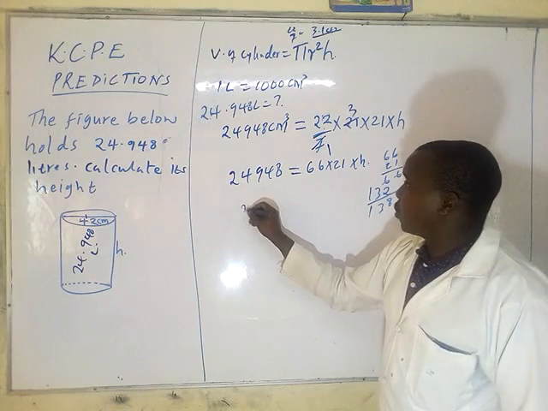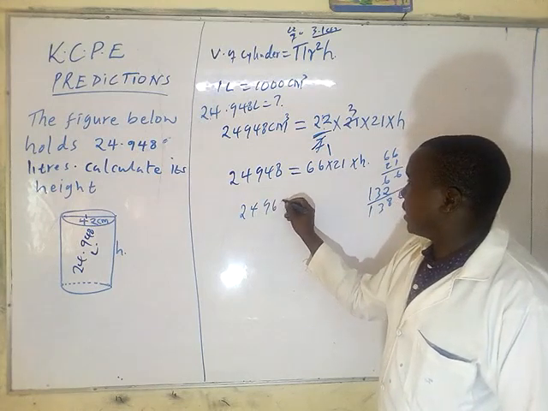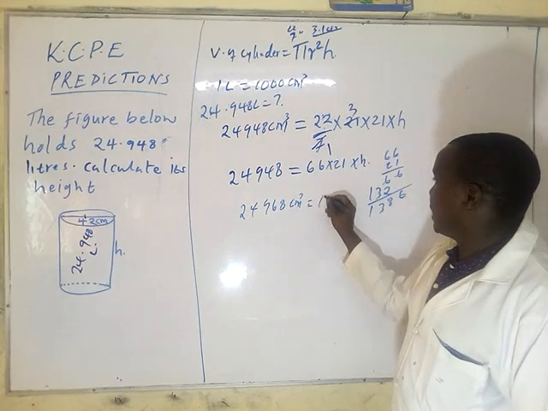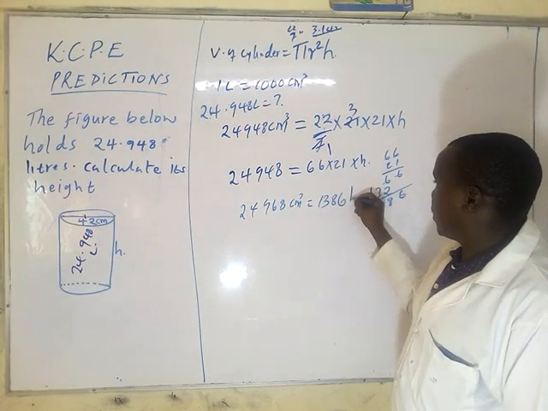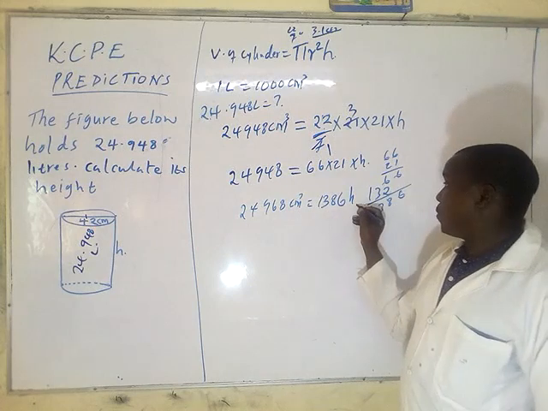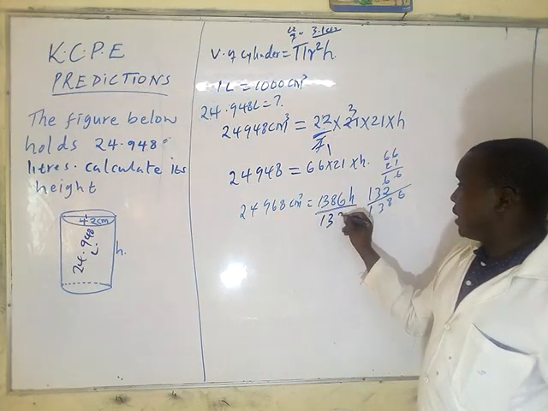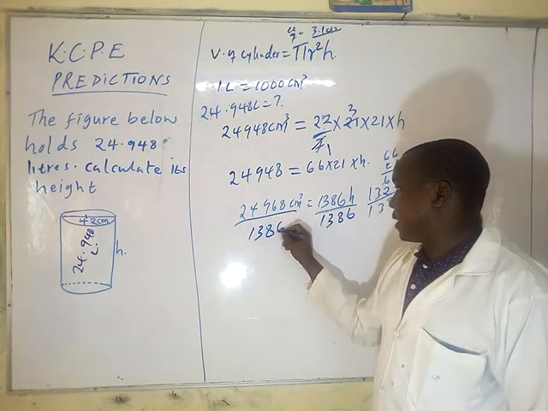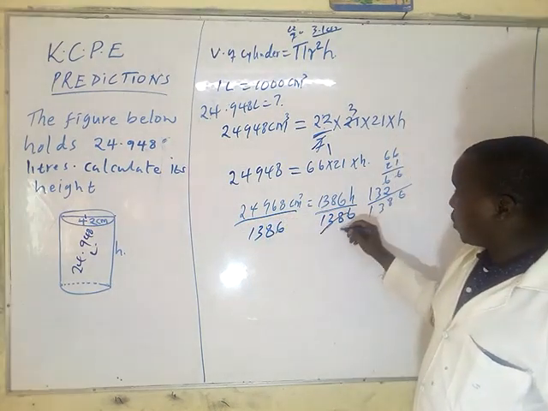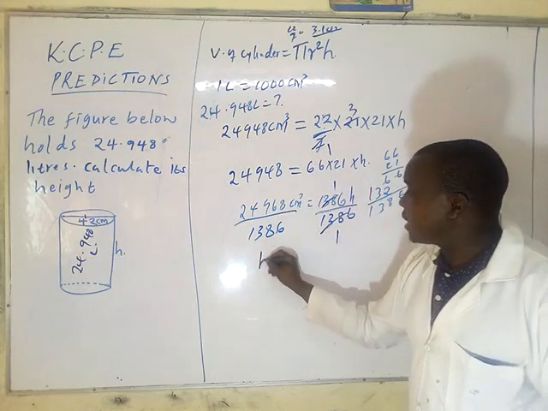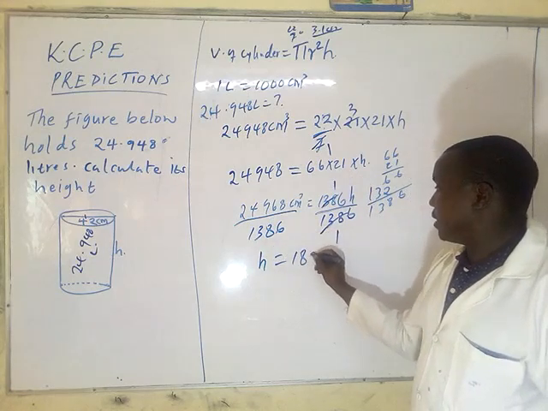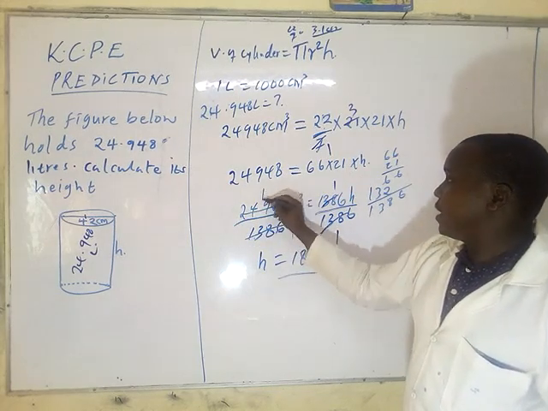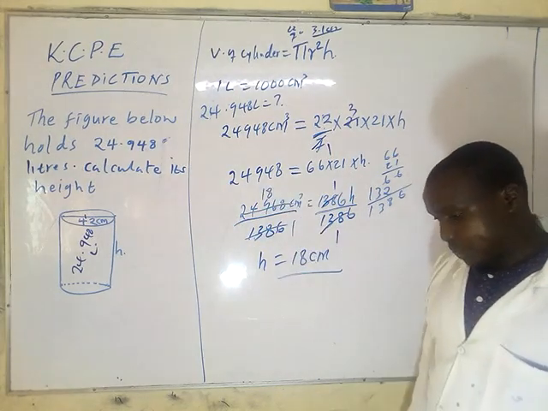So it means that 24,948 centimeters cubed is equal to 1386 h. We want the height, so you divide both sides by 1386. So this one goes here once, here 18 times. Therefore, height is equal to 18 centimeters.